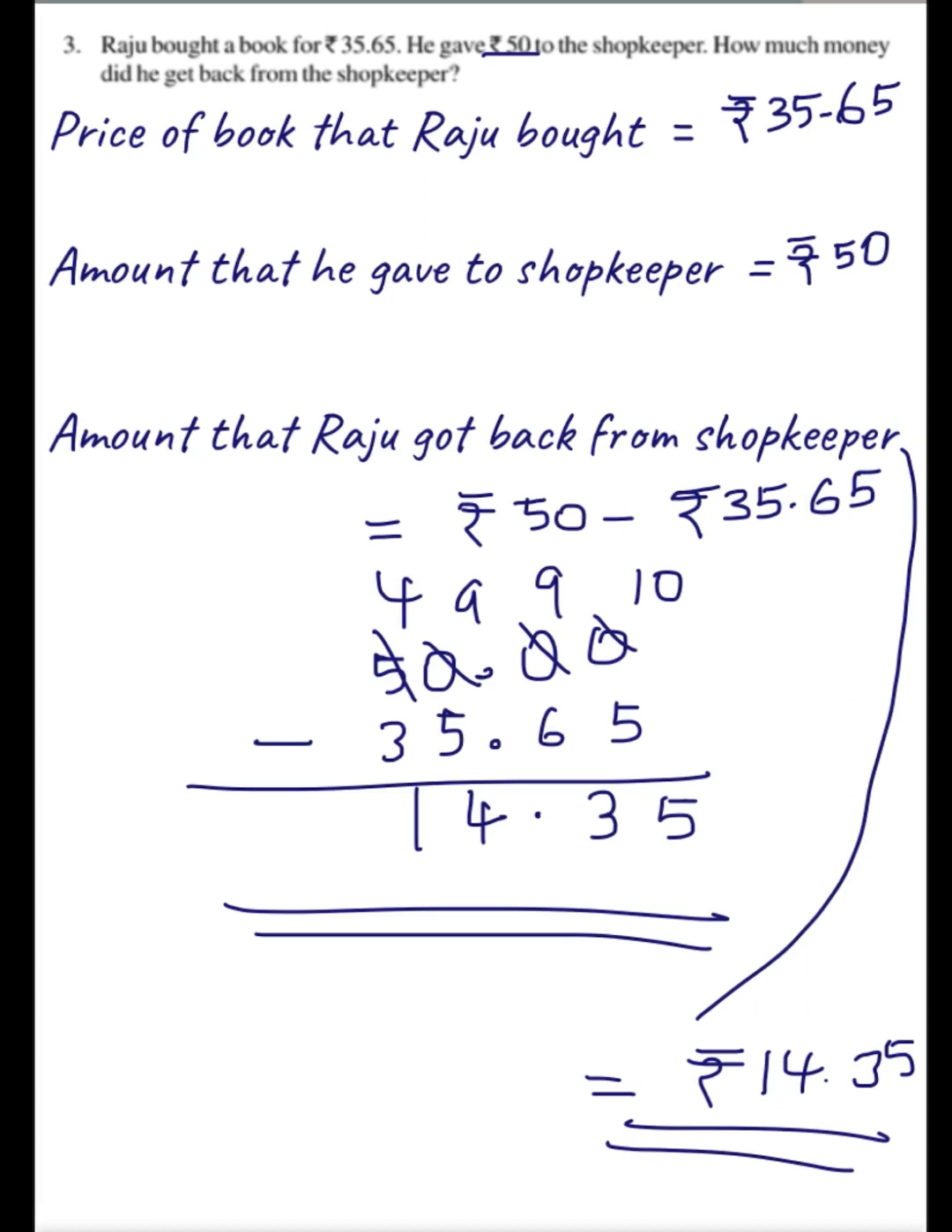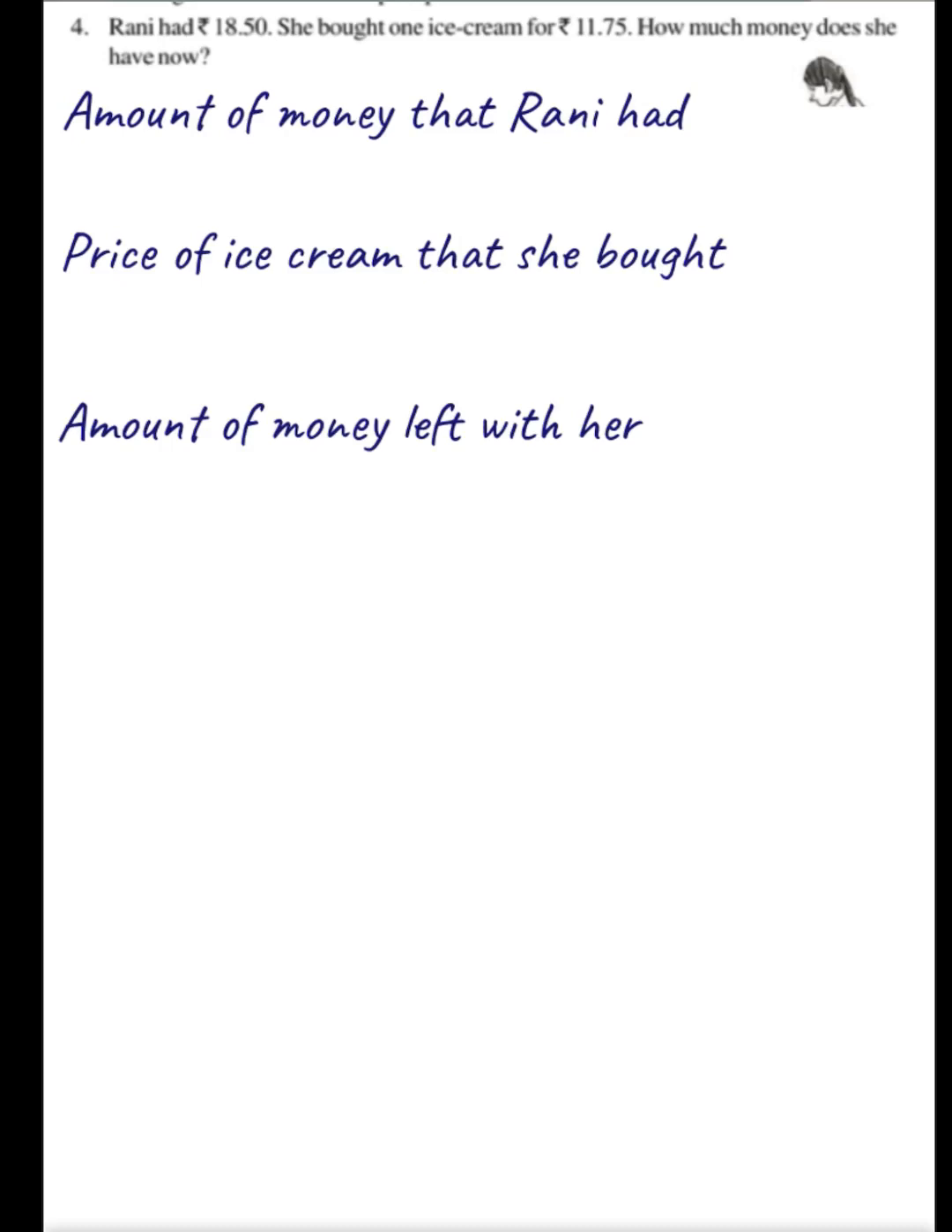Now let's see the fourth question. Rani had rupees 18.50. She bought one ice cream for rupees 11.75. How much money does she have now? So from the question given, let's write the information that we can frame. That is, the first one is the amount of money that Rani had. Okay. So what was that? It's written as rupees 18.50. So that will be equal to rupees 18.50. Okay, from the question we have written this.